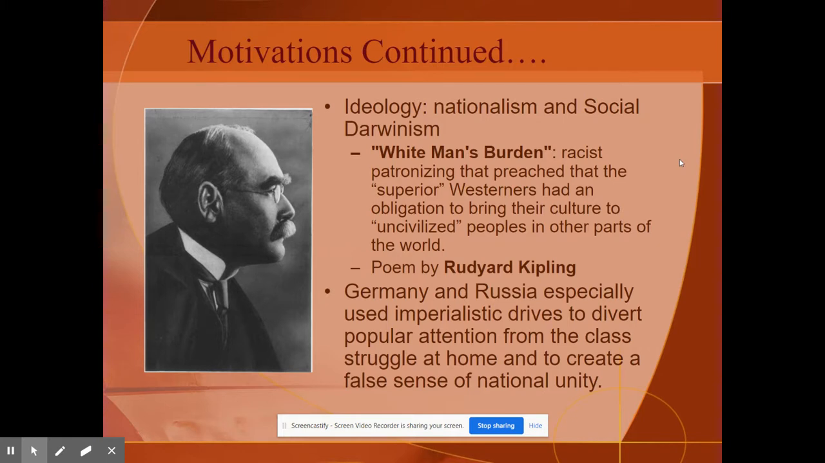There also is a use of nationalism. So obviously, white man's burden is a social Darwinistic idea that we are better and superior than these other people. Now, the Germans and Russians, though, will use it to distract. Colonial holdings are a way of distracting from what we have screwed up. Like, oh, look, there's problems back at home, but we're going to go over here and deal with this.